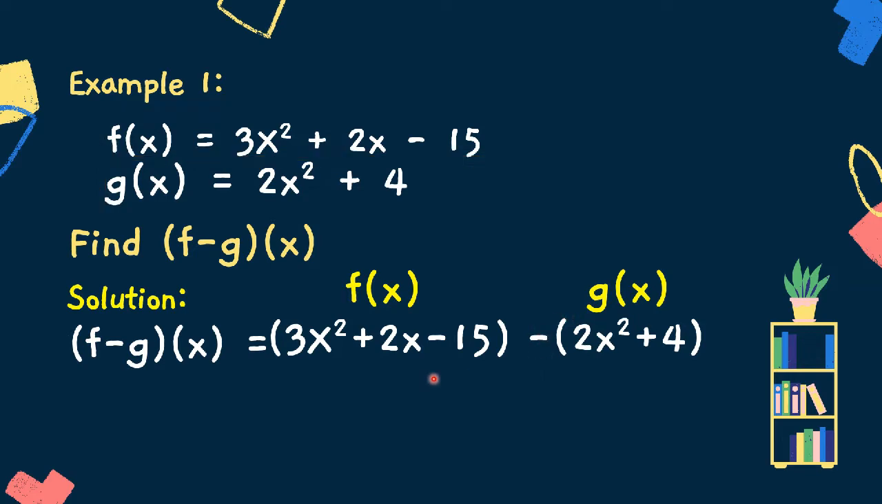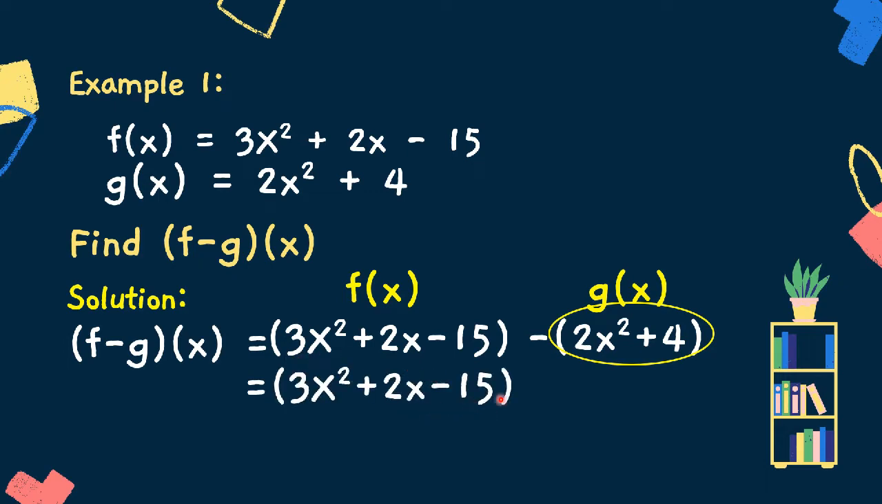So to do that, we simply copy the minuend, and you have to identify your subtrahend, which is the g of x, and change the signs of each term. So our original subtrahend is 2x squared, and it will become negative 2x squared, since the opposite sign of positive is negative. If we have positive 4 here, it will now become negative 4. So we have now a new expression, which is negative 2x squared minus 4.